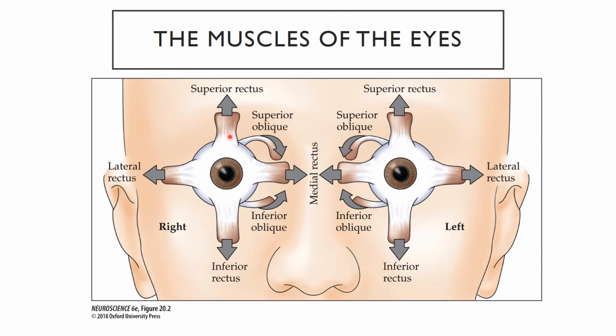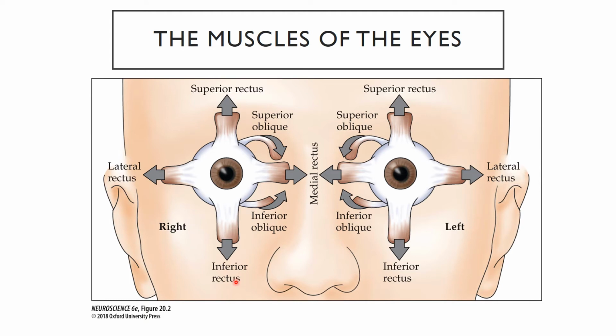You can see it's a nice coordinated horizontal or vertical: the lateral rectus and medial rectus, superior rectus and inferior rectus. Superior means up, inferior means below, lateral is toward the side, medial towards the midline. Pretty easy, and then all of them are rectus.